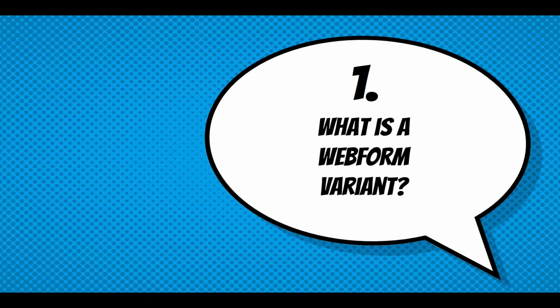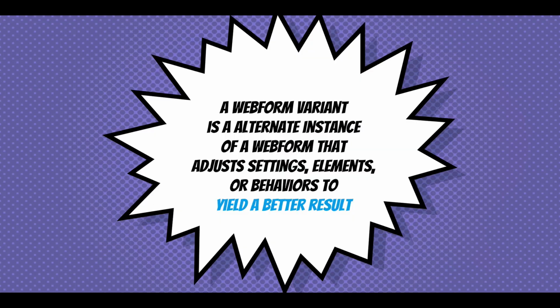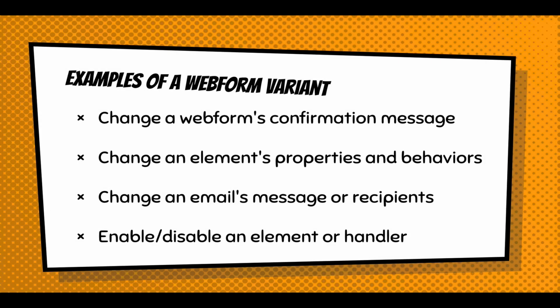So what is a Webform Variant? A Webform Variant is an alternate instance of a Webform that adjusts settings, elements, or behaviors to yield a better result. Some examples of a Webform variant, and these are about getting better results: changing the confirmation message, having an alternate confirmation message for certain users, changing elements and properties, changing how a form will look and feel, maybe changing the labels, changing what fields are visible. You can also change the email message that goes out based on a variant. You can even change the recipients. You can enable or disable elements and handlers.